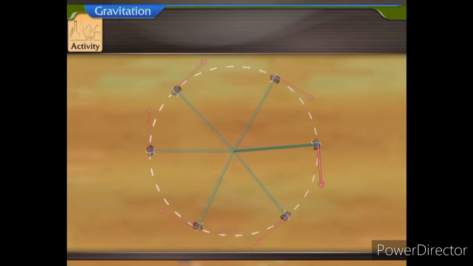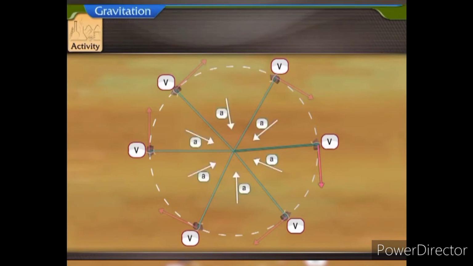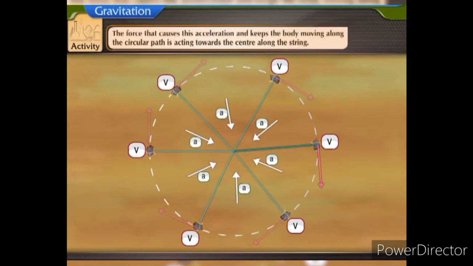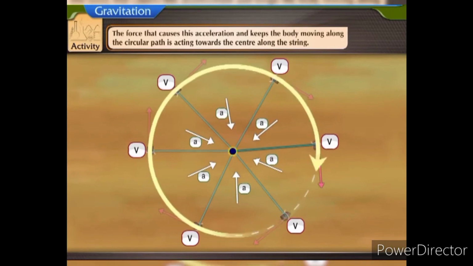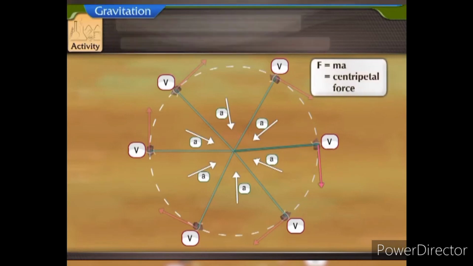At every moment, it has a velocity along the tangent. The change in direction involves change in velocity and hence acceleration. Thus the stone is accelerated towards the center. The force that causes this acceleration and keeps the body moving along the circular path is acting towards the center along the string. This force is called the centripetal, meaning center-seeking, force.